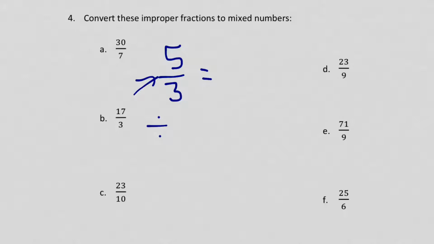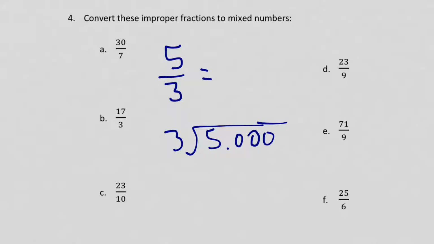So the long way to convert would be to do this as a division question. So let's do that right now. There we are. So the bottom number goes on the left. The top number always goes on the right. And let's see what we get. So 3 into 5 does in fact go once.